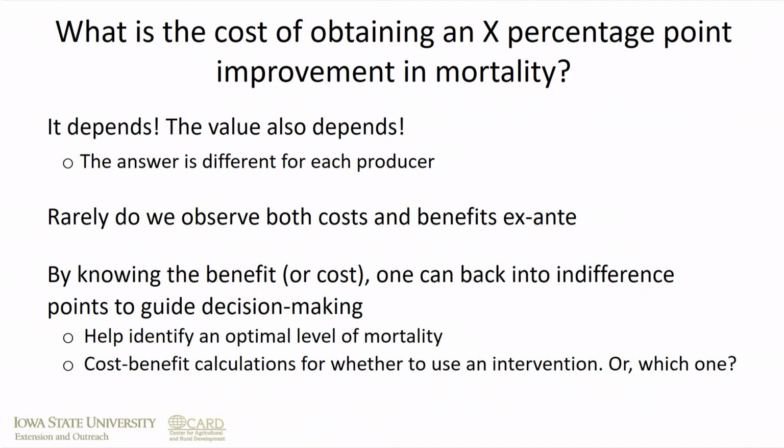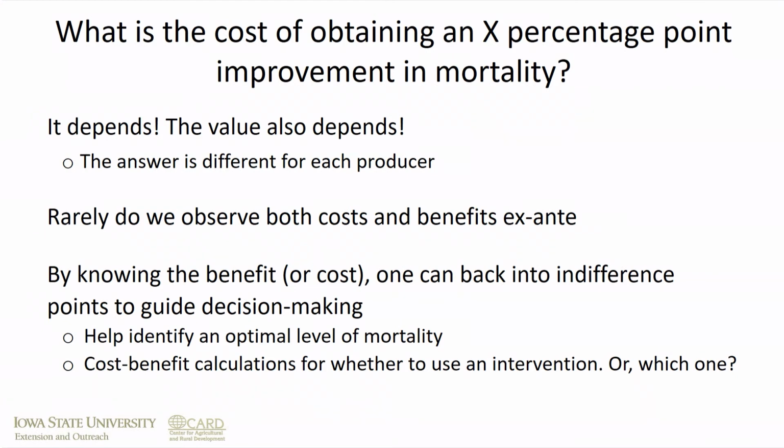So the question I get a lot, and this has been a lot of internal questions during grant meetings, when we've had our stakeholders in there, that have always got pushed back, because that's what I usually talk about at the front end of this presentation. But they want to get to this. So what's the cost of obtaining an X percentage point change improvement in mortality? And it wouldn't be an economics talk if I didn't tell you it depends, right? But the value also depends too, and hopefully I've convinced you of that. And hopefully I've convinced you that this is going to be different for every producer.